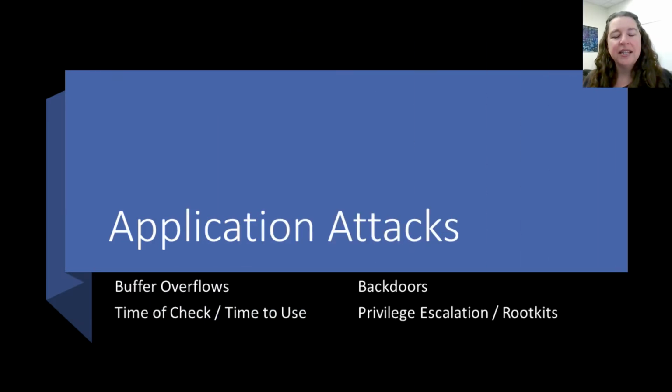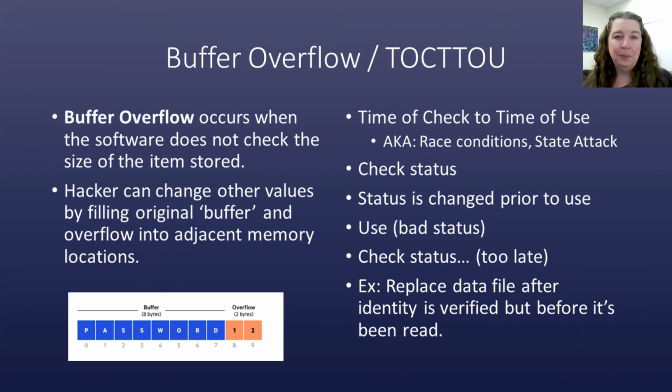Our next section is going to cover application attacks, as opposed to web applications, which is in the next section. Application attacks cover buffer overflows, time of check to time of use, backdoors, privilege escalation, and rootkits. So our first example is buffer overflows. A buffer overflow occurs if the software isn't checking the size of the item that is stored.